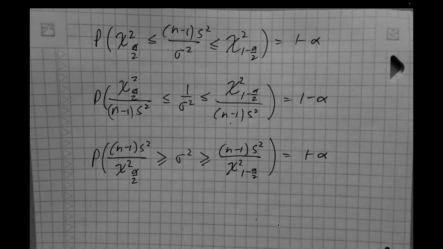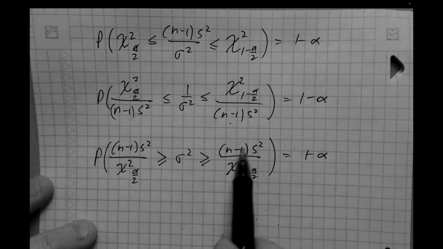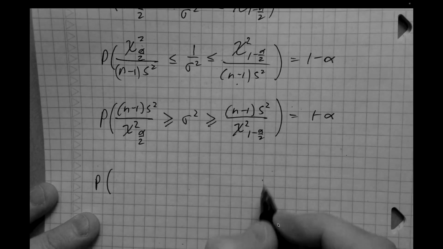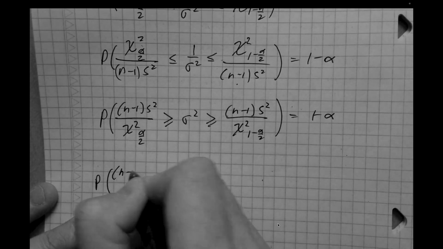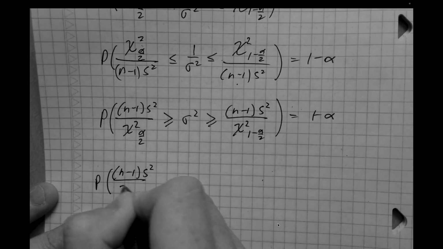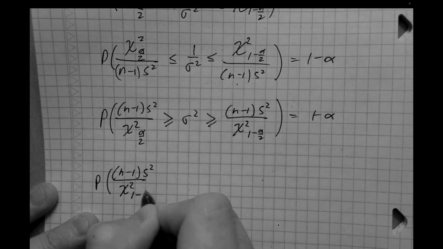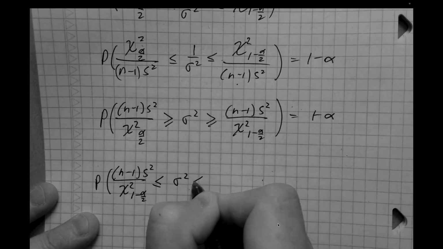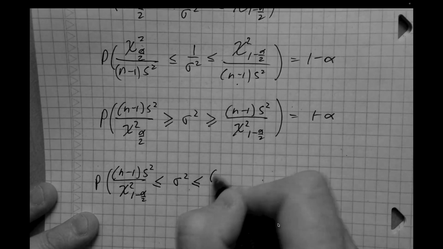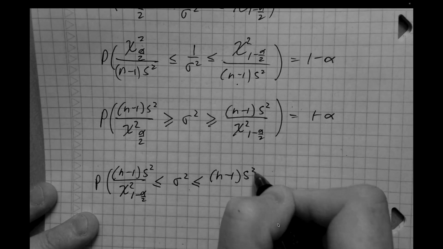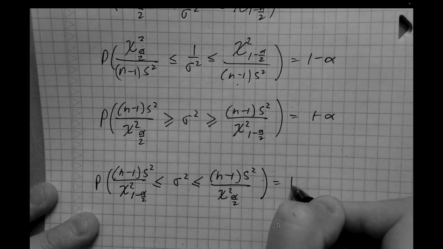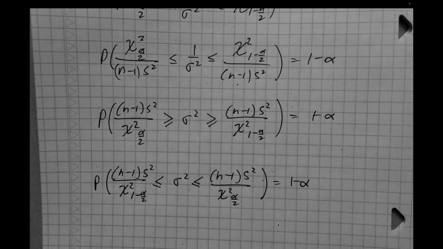Okay, so this is kind of the weird way of writing it, so instead let's go ahead and flip this. And so we have the probability that (n minus 1) s squared over chi squared 1 minus alpha over 2 is less than or equal to sigma squared, which is less than or equal to (n minus 1) s squared over chi squared alpha over 2. Okay, so we've got that.